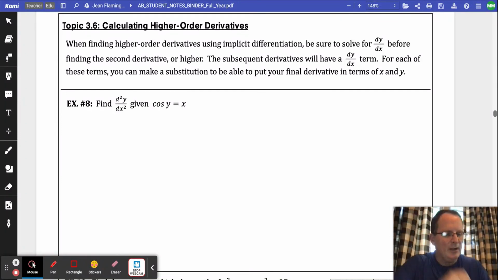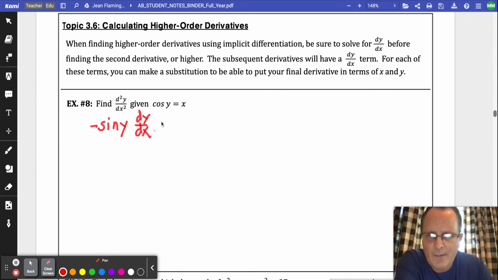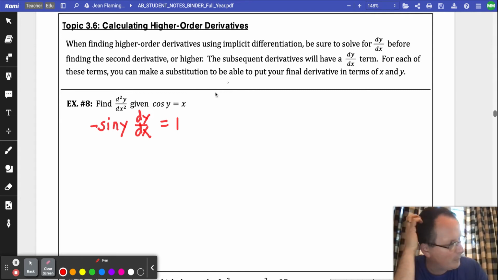Hey, I want to show you another way to do example 8 if you chose not to do a trig substitution. Okay, so let's take a look at that real quick. I'm going to go a little bit faster since we've already been through this. The derivative here is going to be negative sine y dy dx, and the right hand side is 1, which is nice because in the next lesson in 3-4 we're going to be dealing with a case where you end up with a 1 in your derivative.